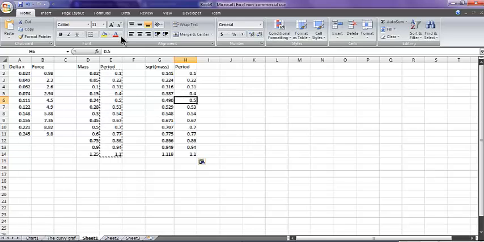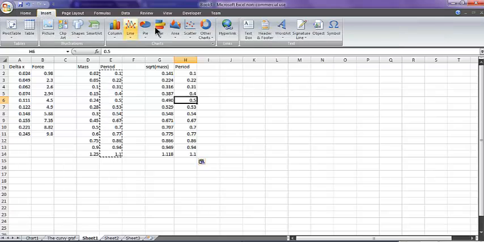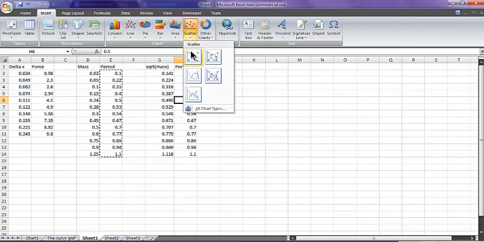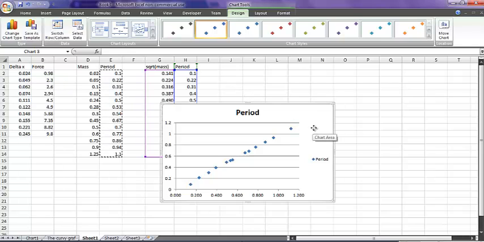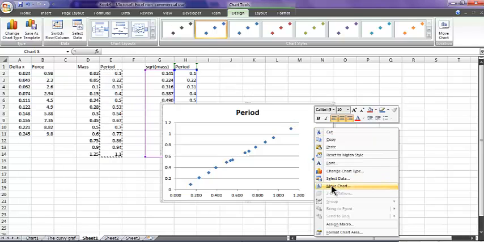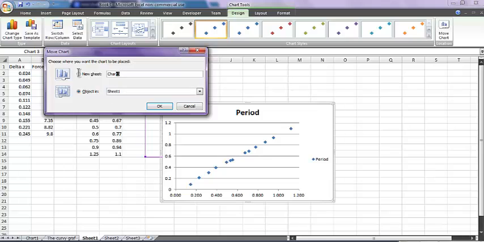I'm going to click in it. I'm going to do the same thing I did. Insert one of those scatter graphs with just the dots showing. Looks linear to me. Right-click in it, move it to... not so curvy now.